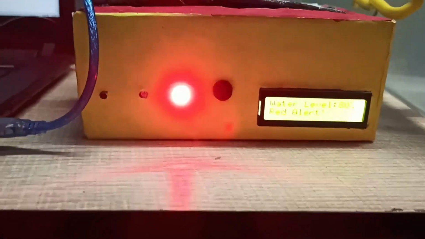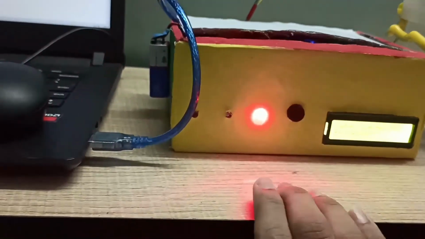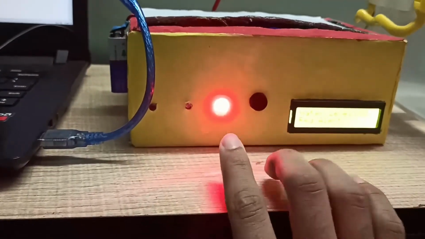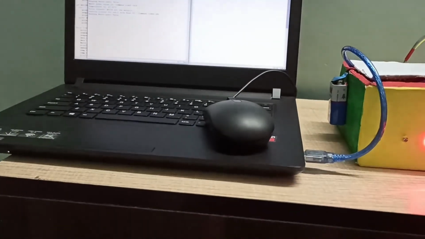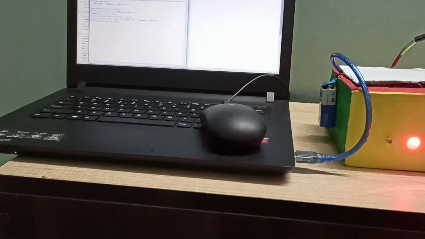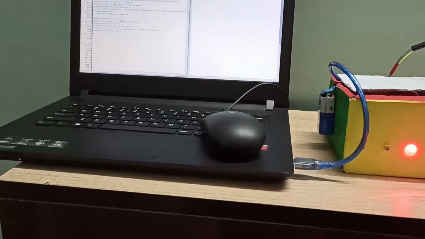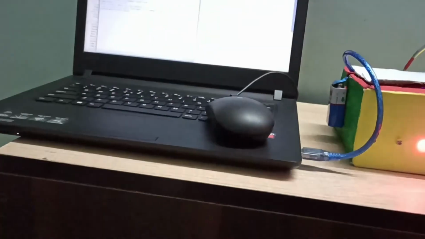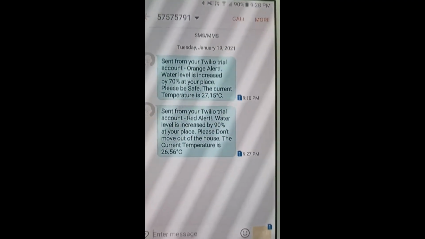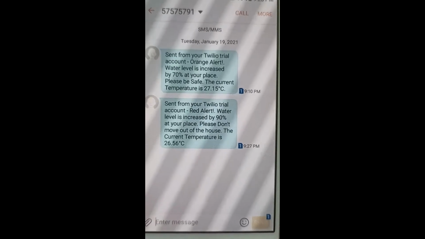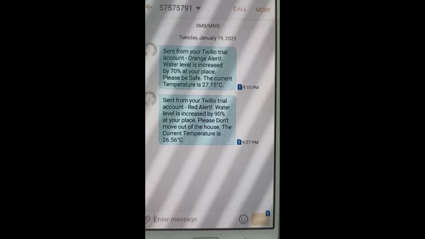After waiting for some time, we can clearly see that a red alert is being displayed, a red LED is glowing, and the buzzer is buzzing. Now we will wait some time for the SMS and email alert to be delivered to the registered phone number and email ID. Clearly see the message sent: red alert, water level is increased by 90% at your place.